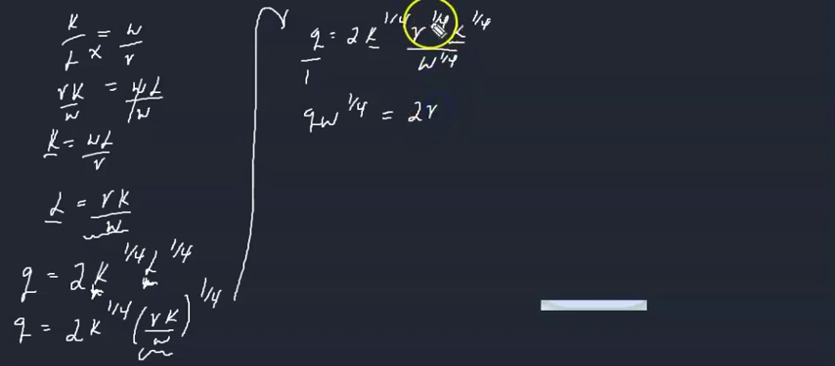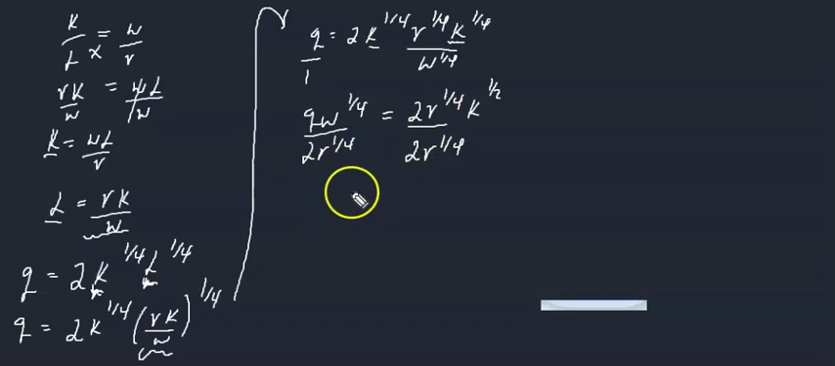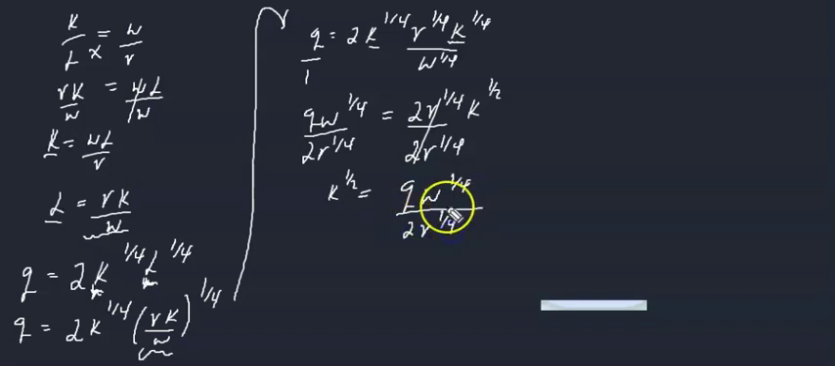But before we do that, let's write the R 1 over 4 here. Then the K will be here. So the 1 over 4 plus 1 over 4, we will just have the power of 1 over 2 like that. Then we don't need this as well. We need to divide both sides by that, which will be like that, and that, which will be like that. So here we remain with k raised to 1 over 2 is equal to, because this will cancel, q w 1 over 4 over 2 r 1 over 4, like that.